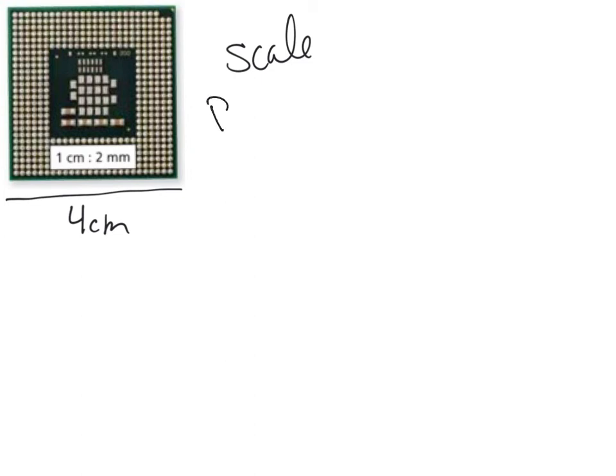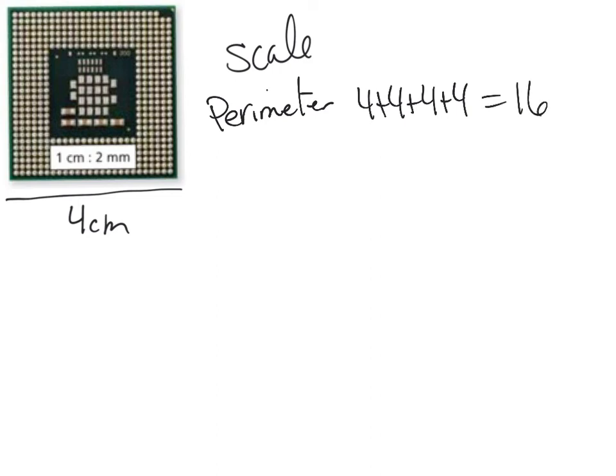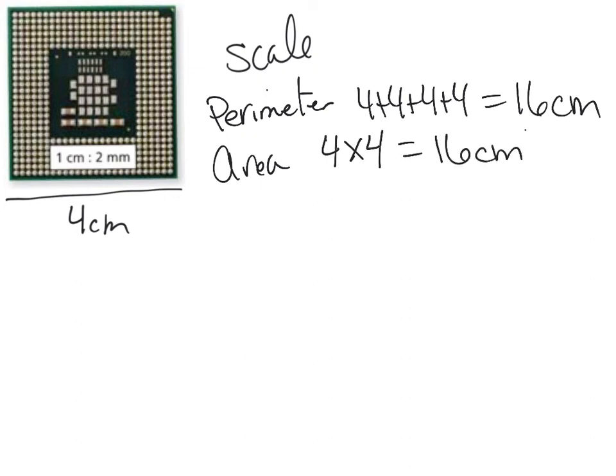So to find perimeter, I add all the sides together, so 4 plus 4 plus 4 plus 4, because all 4 sides are 4 centimeters. That's going to give me 16 centimeters. To find area, I take length times width. 4 times 4 just happens to also be 16 centimeters squared, because area is always squared. So that's for my scale.